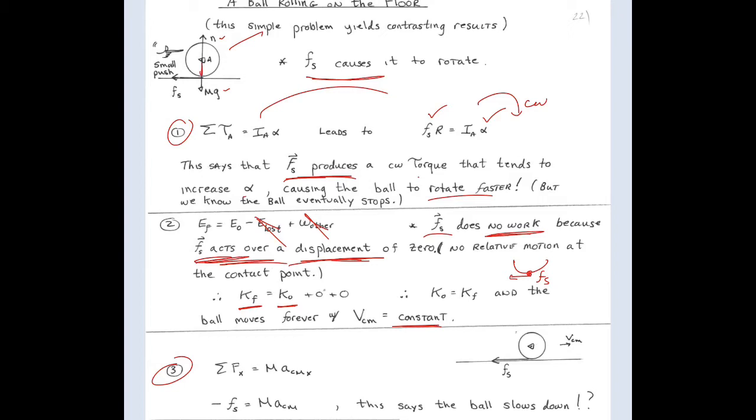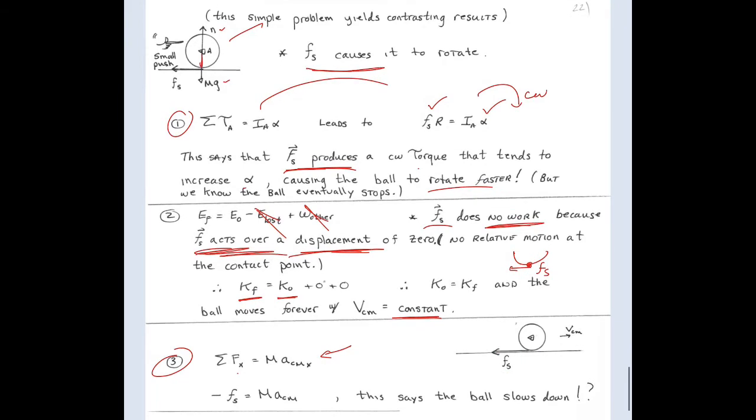If I use Newton's second law to analyze the picture, net force equals m a of the center of mass in the x direction. The only force I have on this thing in the x direction is static friction. I have a regular coordinate system, so if I do F equals ma in the x direction, I have minus static friction equals ma. If I solve this for a center of mass, that says that the acceleration is negative. That says the ball slows down.